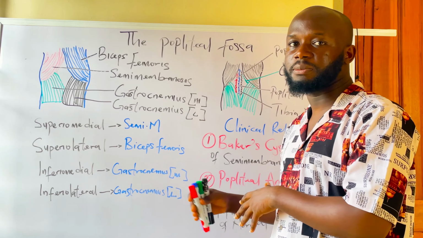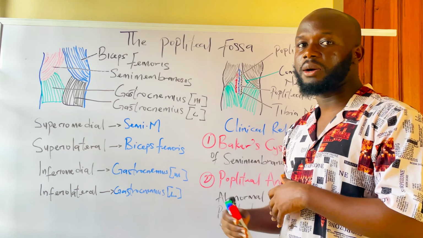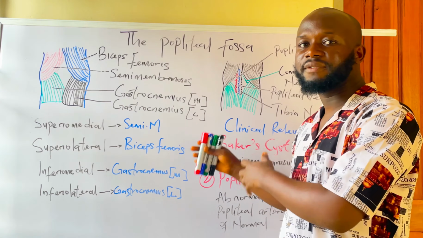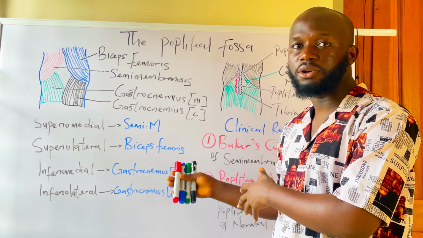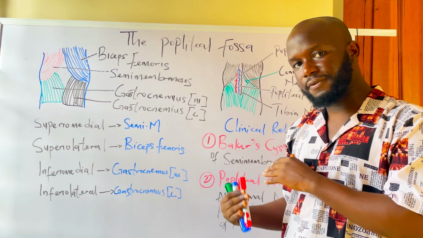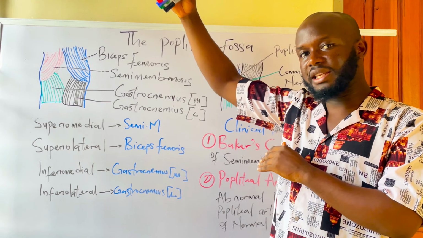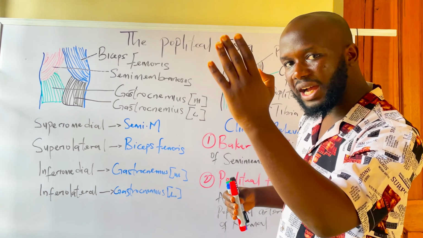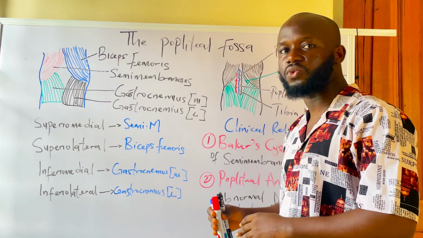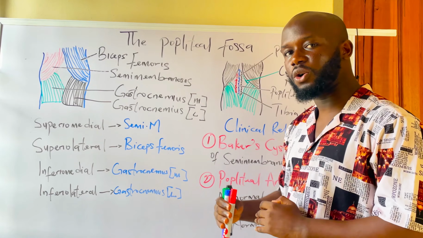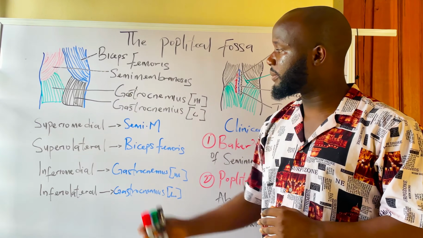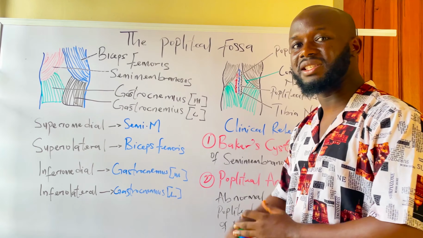Now, this fossa serves as a passageway by which vessels and the vascular bundles can pass from the thigh to the leg. Just like every other important landmark in the body, it has borders. It has a superior border and an inferior border. This superior border is divided into a superior medial aspect and a superior lateral aspect, while the inferior border is also divided into an inferior medial aspect and an inferior lateral aspect. So let's check this diagram and the contents to further discuss these borders.